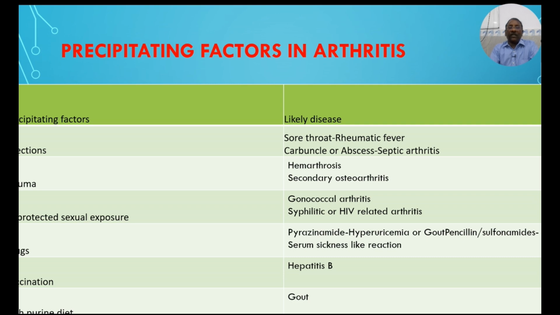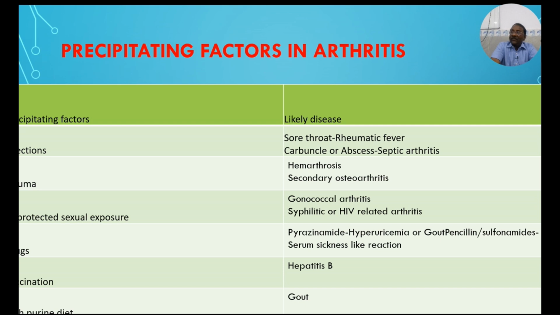Unprotected sexual exposure, maybe followed by HIV-related arthritis or gonococcal arthritis. Following infections like sore throat, it could be rheumatic fever, a carbuncle or an abscess, etc., so septic arthritis. Following trauma, hemarthrosis or secondary osteoarthritis. Some drugs, especially your ATT, pyrazinamide, cause hyperuricemia and large joint involvement.